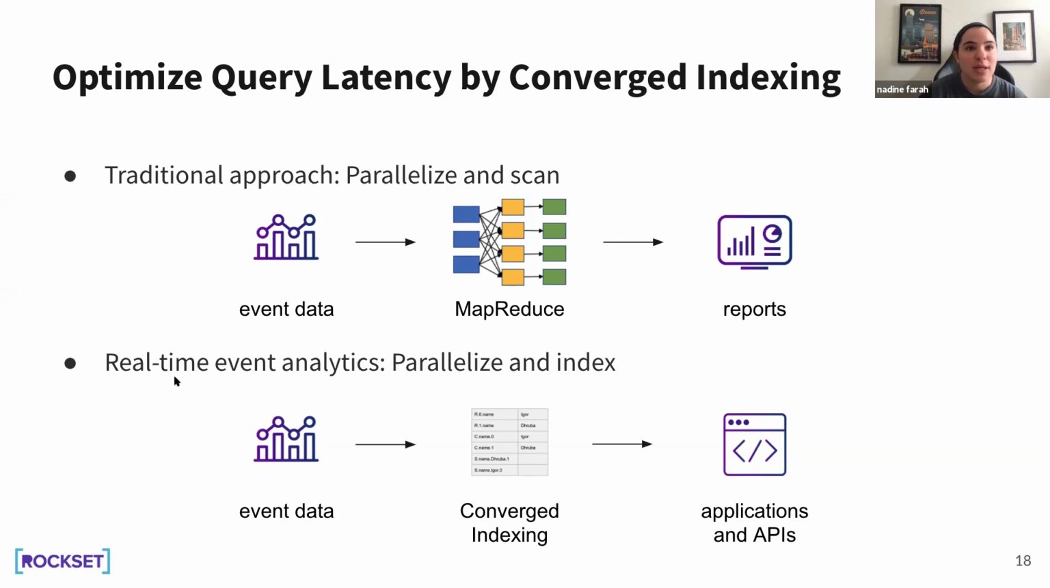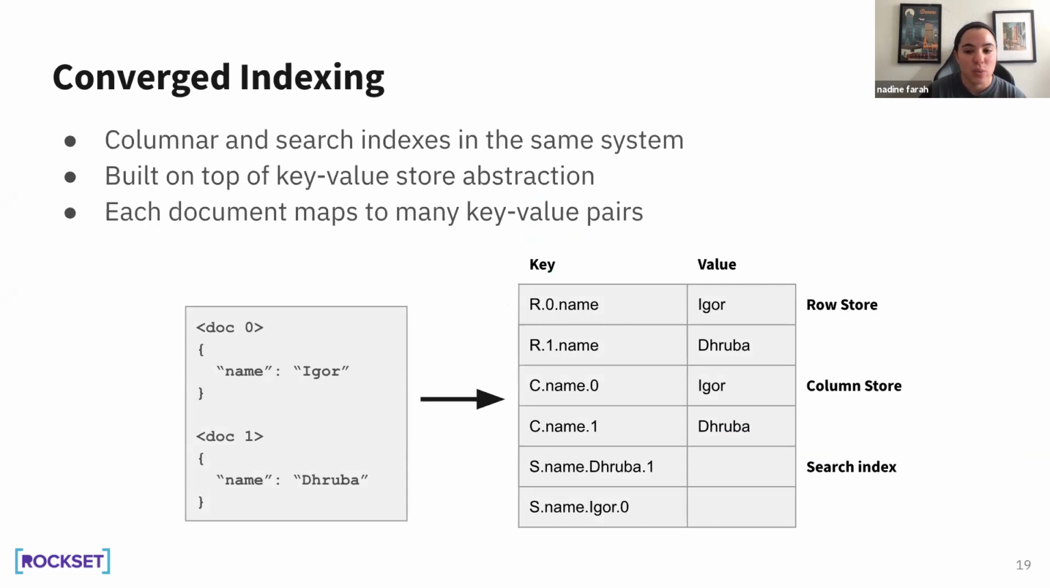So let's actually double click into Converged Index and see how this works. As an example, we have two records coming into the database. We have doc0 and document 1, or doc1.